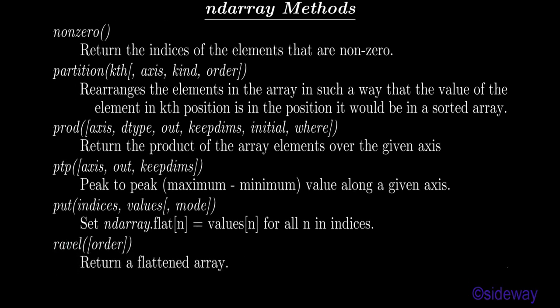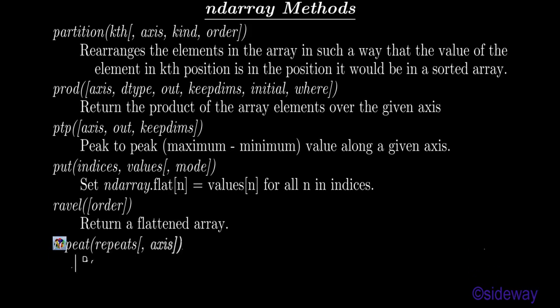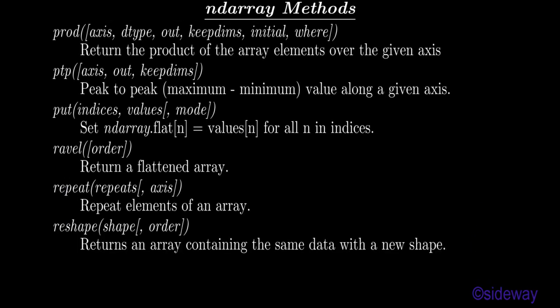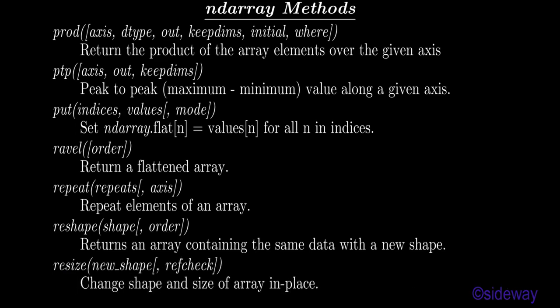ravel(order): Return a flattened array. repeat(repeats, axis): Repeat elements of an array. reshape(shape, order): Returns an array containing the same data with a new shape. resize(new_shape, refcheck): Change shape and size of array in place.